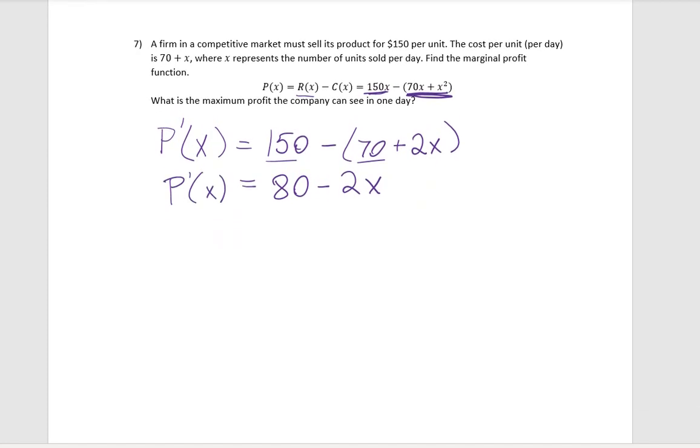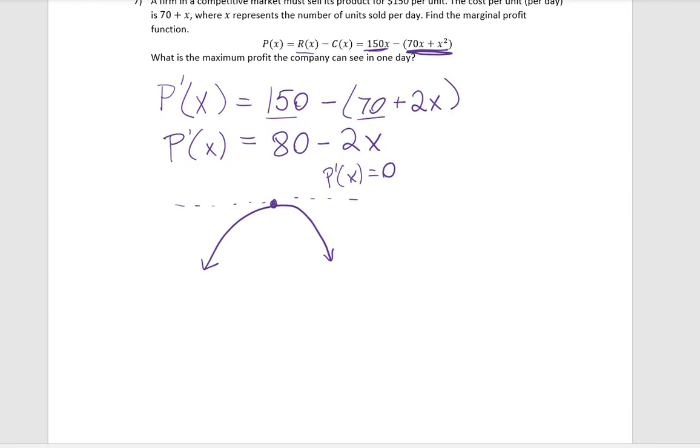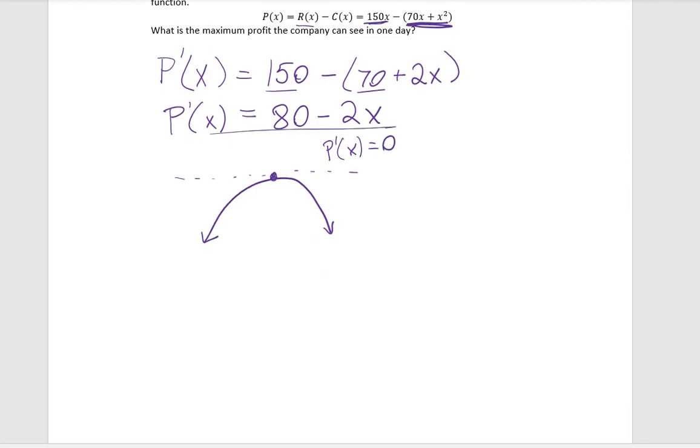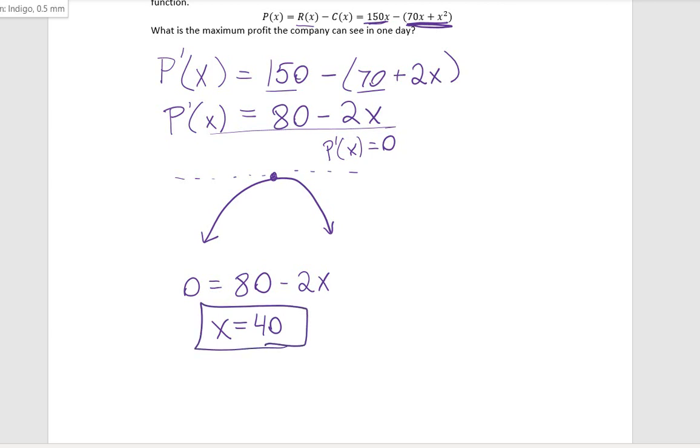Okay, great. Now, if we actually graph this function, it would look like a downward parabola. So if we want to find the maximum, we have to find this peak here. Notice that the tangent line at the peak is going to have a slope of 0. So we set this equal to 0: 0 equals 80 minus 2x. When we solve for x, we get that x is 40. So the maximum profit the company will see in one day occurs when x equals 40.